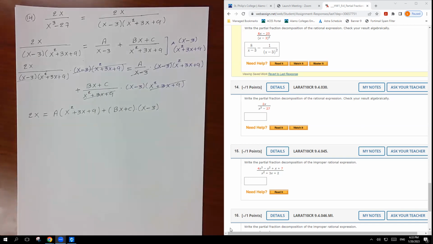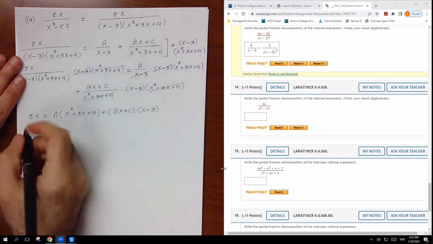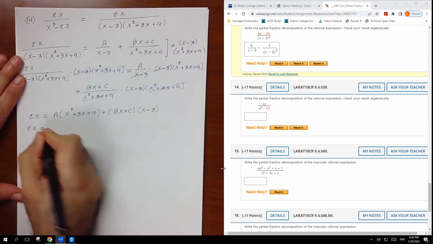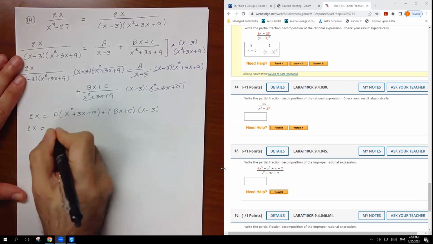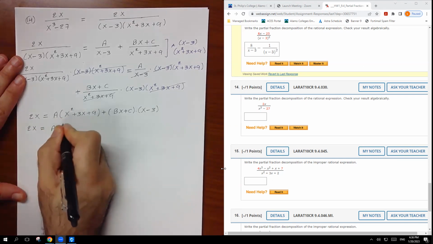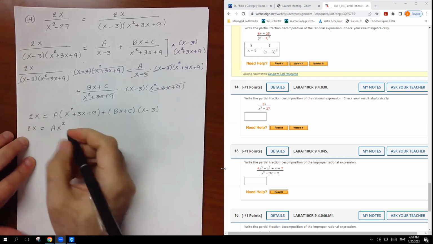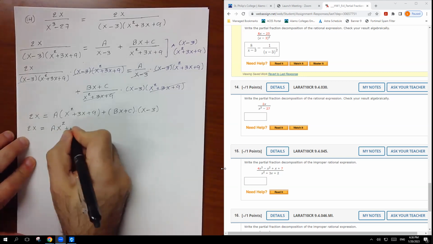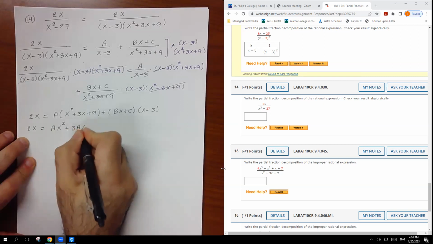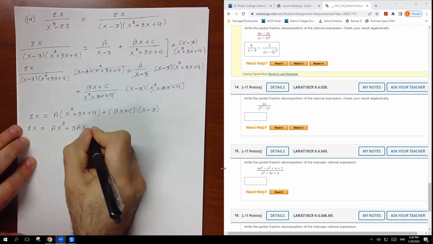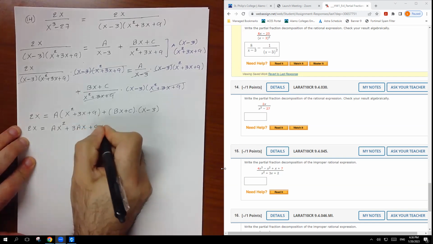Let's keep going. Next step, I'm going to distribute the A. So 2x is going to be equal to A times x squared, which is Ax squared. A times 3x is going to be plus 3Ax. A times 9 is going to be plus 9A.